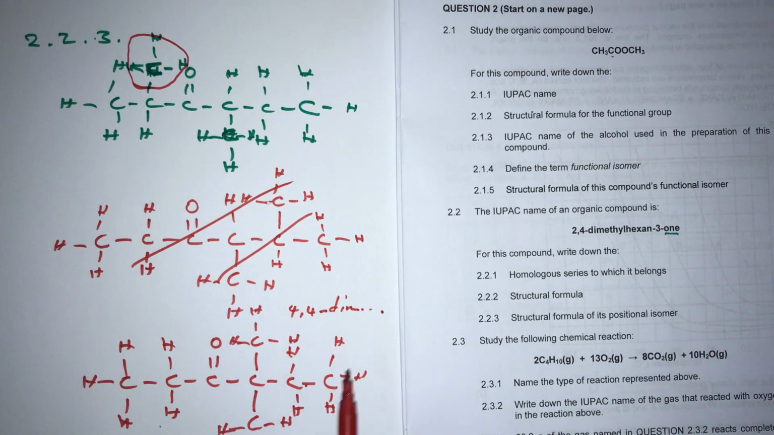So for the positional isomer, we leave the functional group alone here. We are not focusing on the functional group because this is not a functional isomer, it's a positional isomer. So we just change the position from the second carbon atom to the third carbon atom or the fourth carbon atom. You change the position of the substituent. I hope it makes sense.